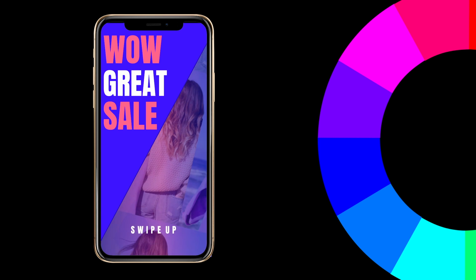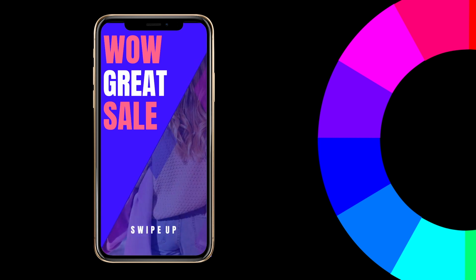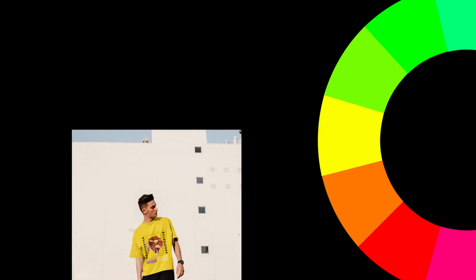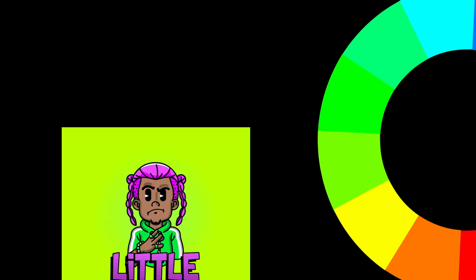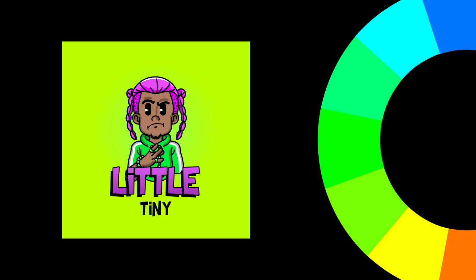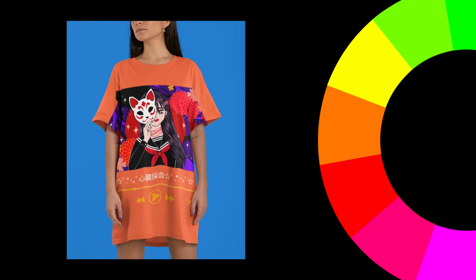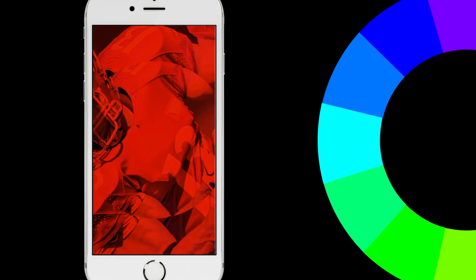Analogous, these are different hues that are just side by side on the color wheel. Complementary, opposites on the color wheel that are high contrast. Split complementary, are two analogous colors plus one complementary. Triadic, three complementary colors. Tetradic, two pairs of complementary colors.